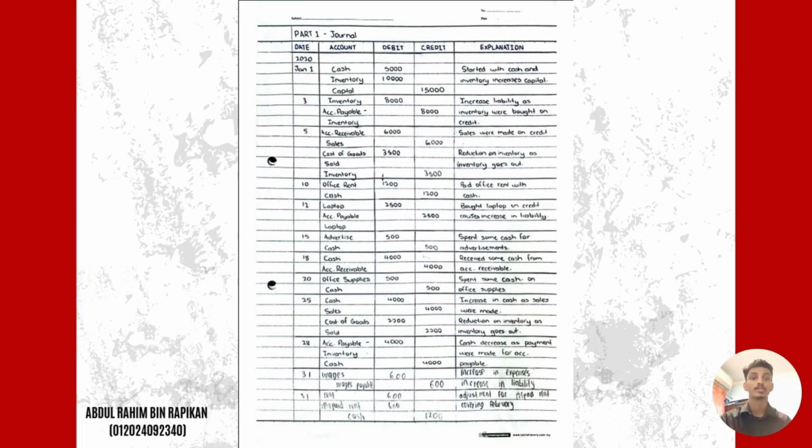The last one is cash decreases as payment was made for account payable. That means paid with cash for account payable. So account payable on the debit side will decrease because we are paying it, so the cash also will decrease, so it will be on the credit side, amounted 4,000.